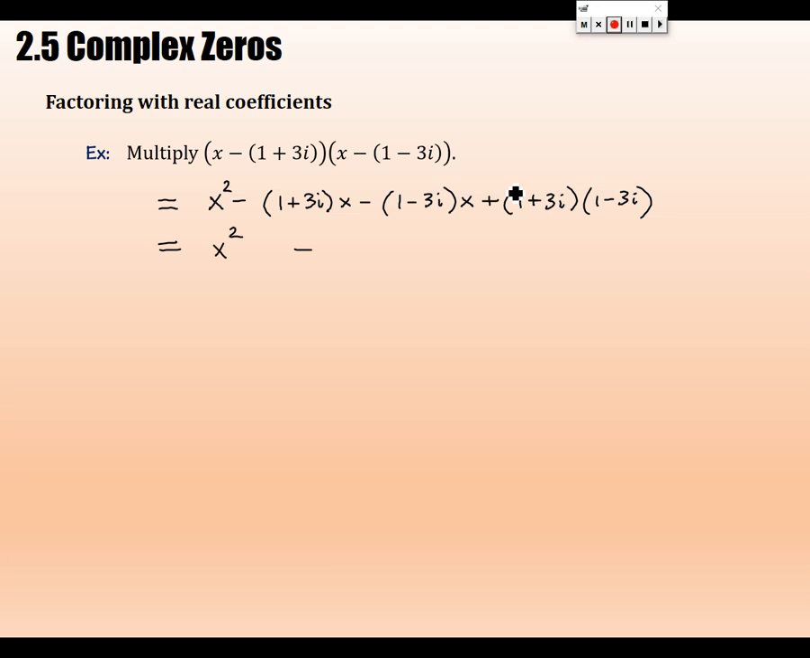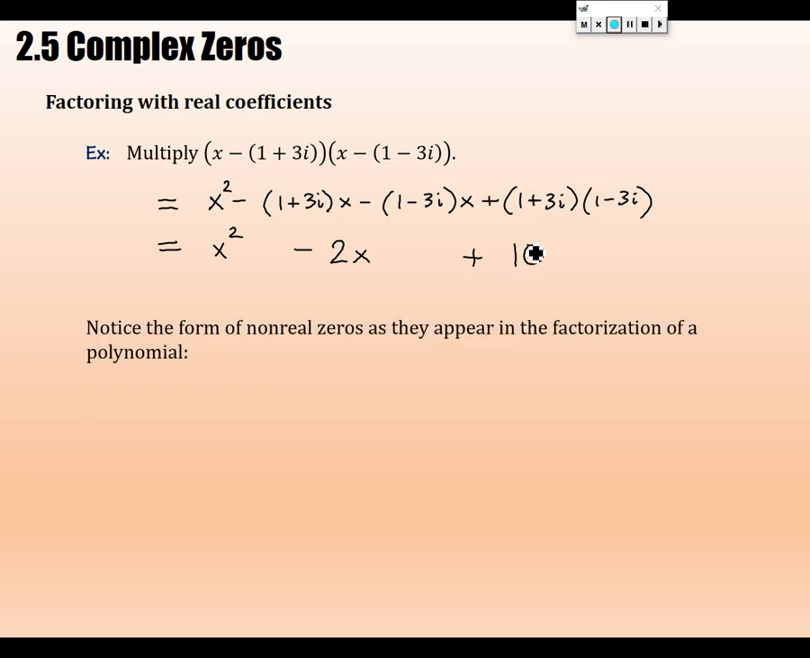x squared minus 2x. Right? And then on the end, what's that? That's the difference of squares. So what will that be? It'll be 1 minus 9i squared. I forget what i squared is, though. That's right. So it's 1 plus 9, which is 10, is what that little product at the end comes out to.